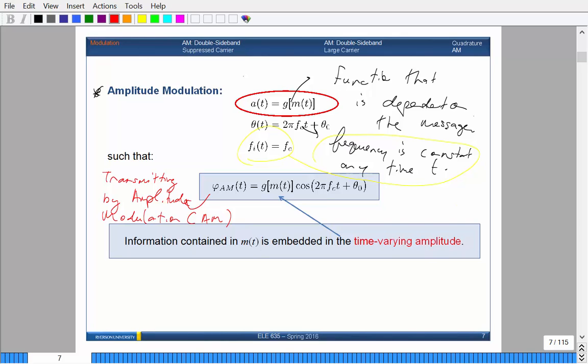Okay? So what you're transmitting is a carrier, or a cosine wave, where the height of the carrier will change depending on what the message signal contains. So that's what this fact means. So m of t is embedded in a time-varying amplitude. All right, so what you're doing is you're varying the height of the carrier using the message. Okay, so what exactly does this look like? Well, I'll show that in a bit, but let me just cover the other side, which is FM.